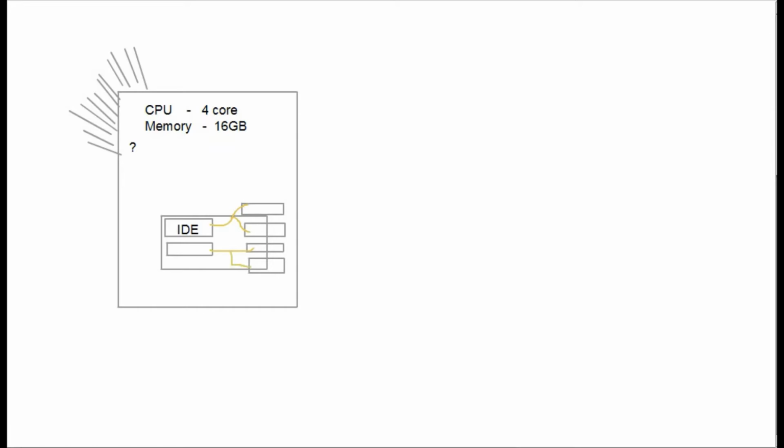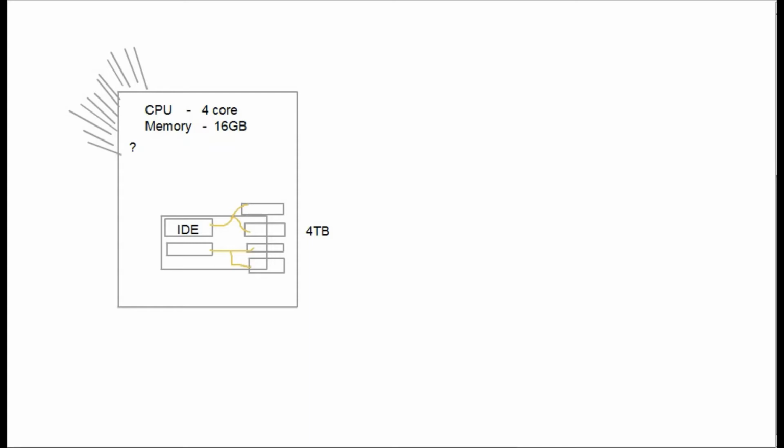Total how many disks do I get? 4 disks. So 4 into 1 terabyte, the total becomes 4 terabytes, which is the maximum value I can reach with IDE. But nowadays we are getting a new controller called a SATA controller.